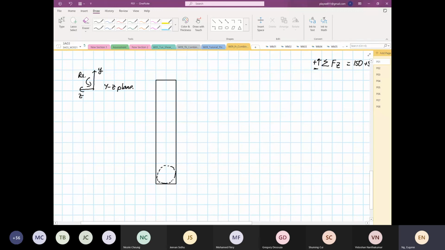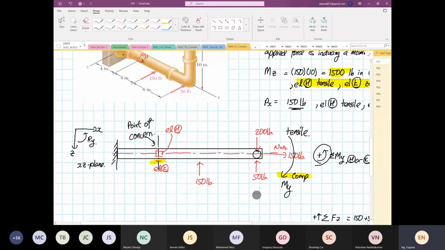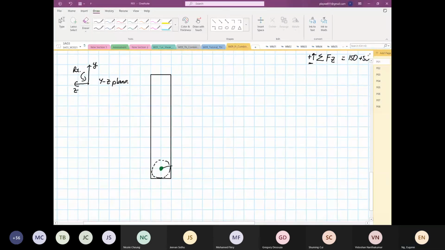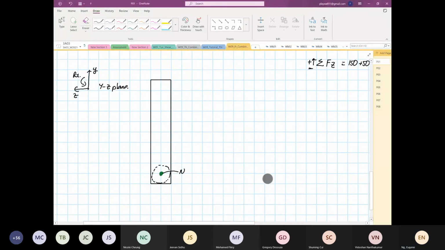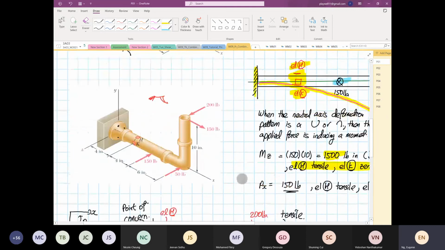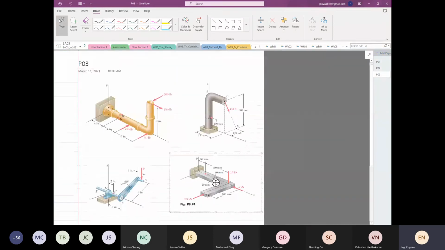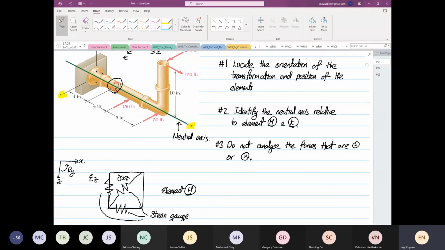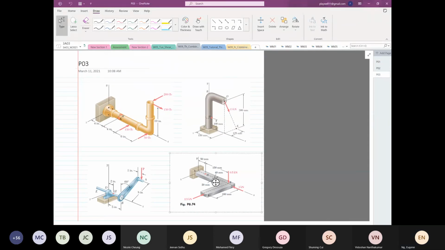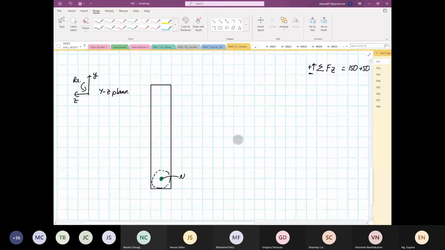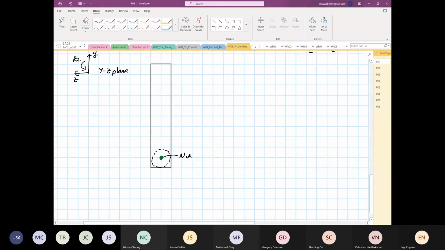Right. And then over here, this is our centroid or neutral axis. Okay, this is our neutral axis. I forget whether I call it neutral axis or centroid. Let me go back a slide. What did I call it? I can't remember now. Neutral axis. Sorry. Okay. So this is our neutral axis, right?